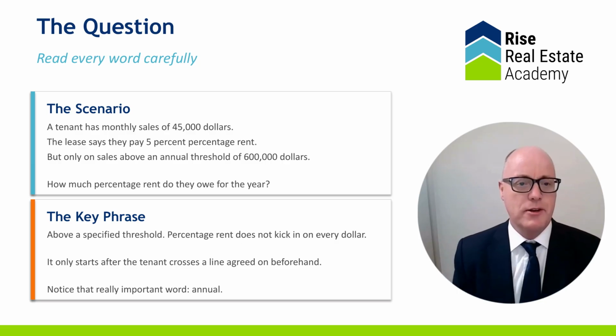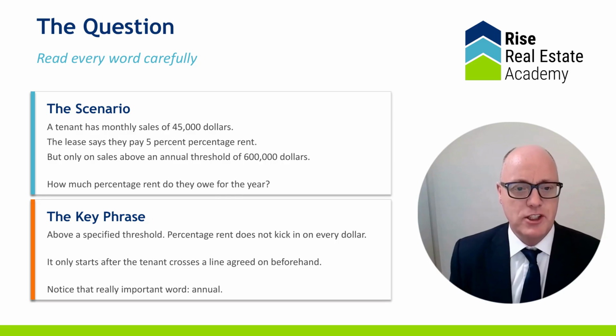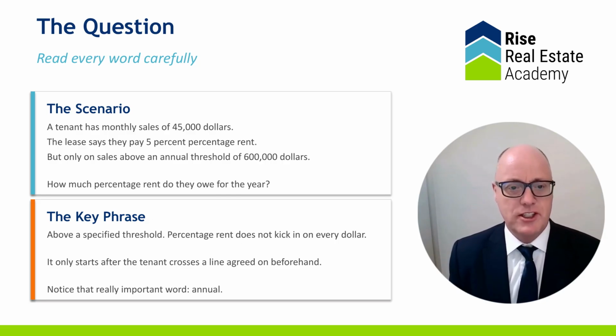A tenant has monthly sales of $45,000. The lease says they pay 5% percentage rent, but only on sales over an annual threshold of $600,000. The key phrase most people skim over is above a specified threshold. Percentage rent does not kick in on every dollar. It only starts after the tenant crosses that line, and notice that really important word, annual.